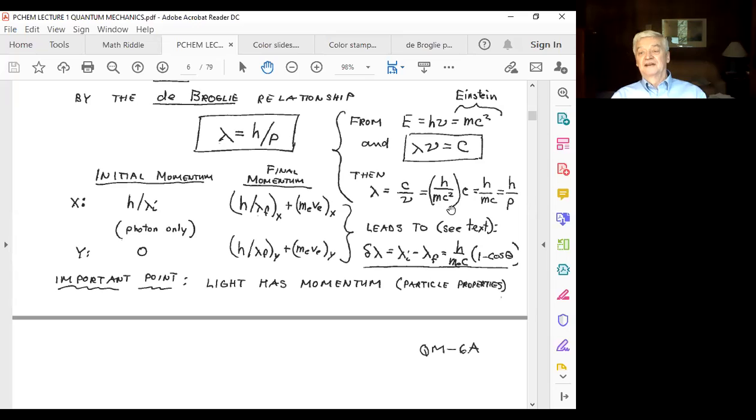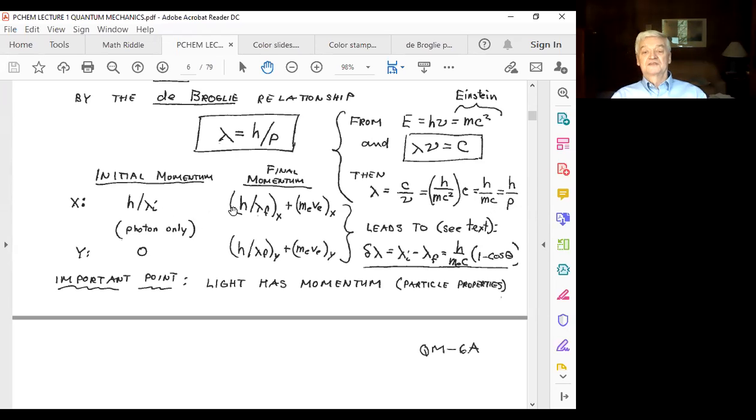So we have it upside down here. Since nu was in the denominator, we cancel out the c's. mc looks like a momentum term. It's not really, but it was close enough to convince de Broglie, and he writes h over p as the wavelength. Okay, well, here's the momentum conservation.